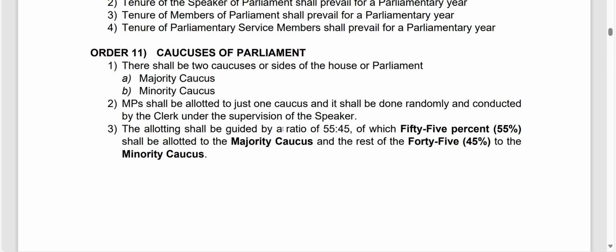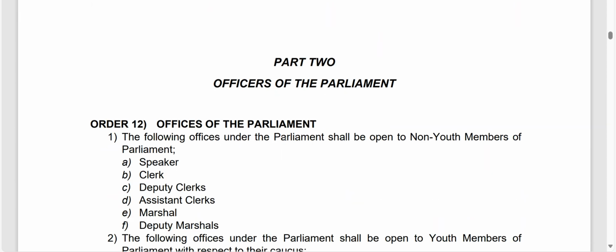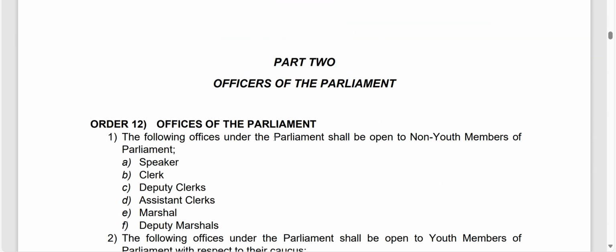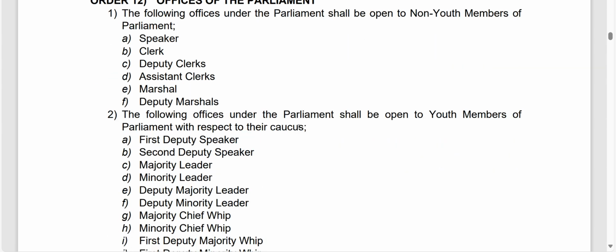Our order states that, yes. Caucuses, there are 2 caucuses, and the clerk shares caucuses. So, honourable members, we know some of you don't know your caucus now. We haven't fully settled on that. So that will be worked on and it will be communicated to you.